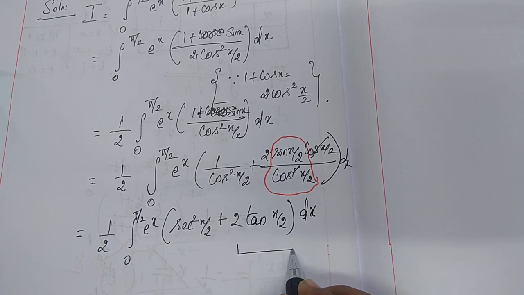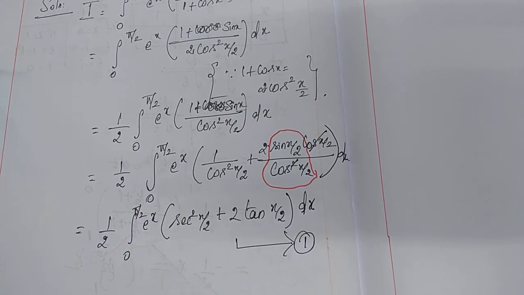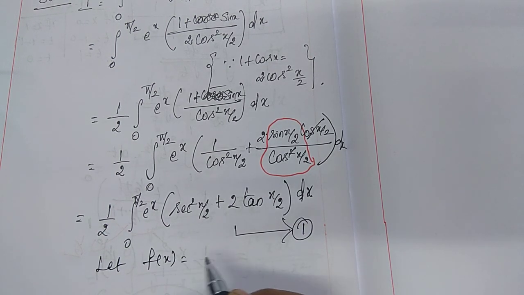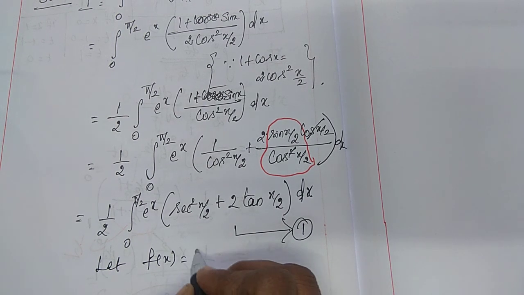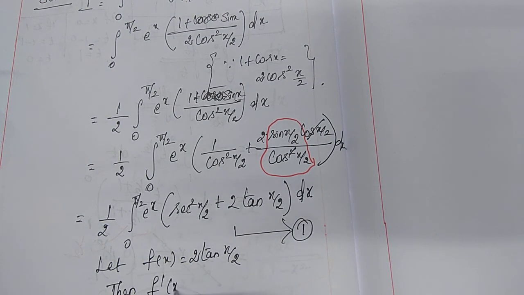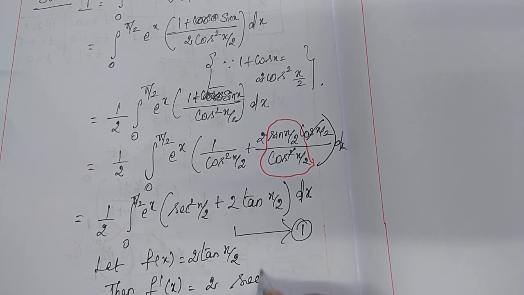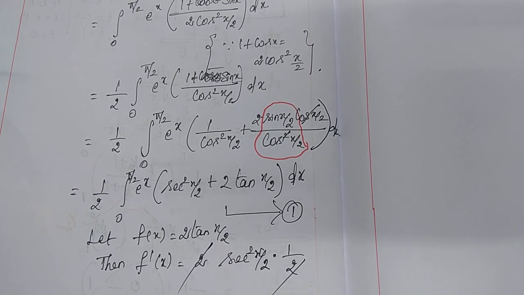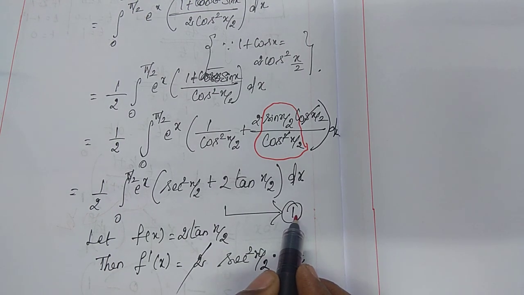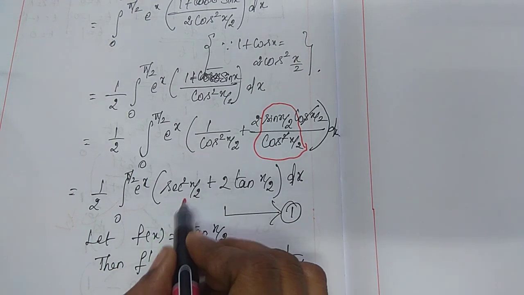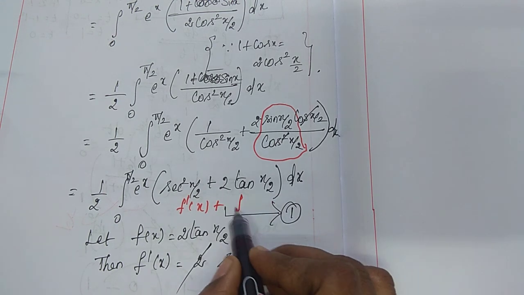Now, this line is taken as equation number 1. So let f of x be equal to 2 tan x by 2. Differentiating it, we get f dash of x is equal to 2 secant square x by 2 into 1 by 2, since the derivative of tan x by 2 is secant square x by 2 into 1 by 2. The 2 gets cancelled, so f dash of x is equal to secant square x by 2. Therefore, in equation number 1, 1 by 2 integral 0 to pi by 2 e power x, secant square x by 2 is f dash of x and 2 tan x by 2 is f of x.